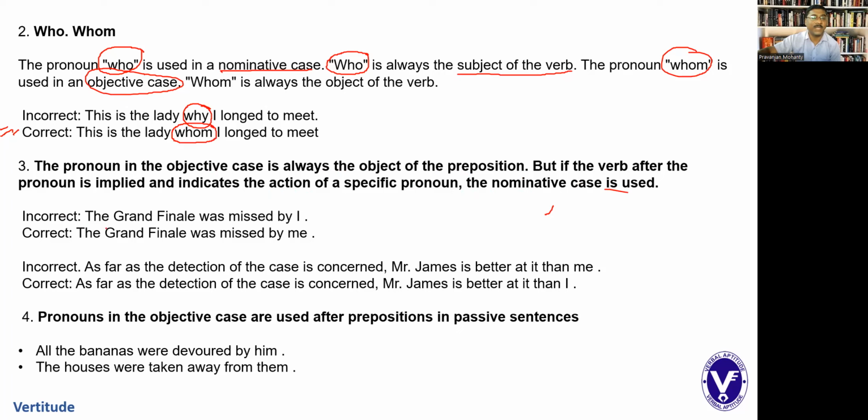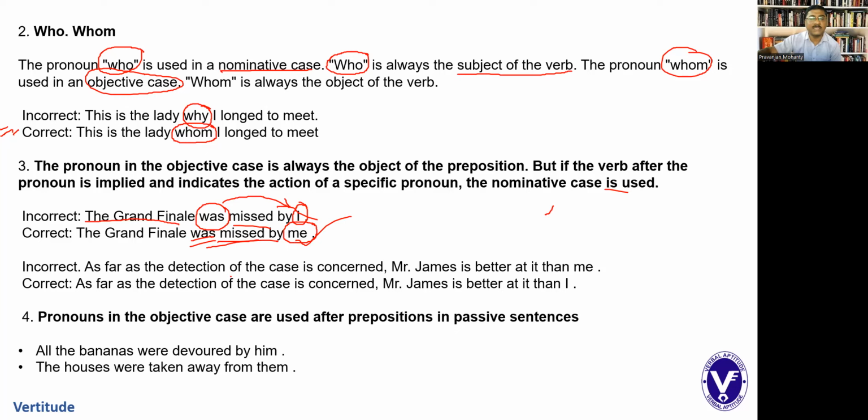Let's see this. The grand finale was missed by I. Now it says the grand finale was the verb, was missed by I. Now, my friends, as I just mentioned, after the verb, it cannot be a subjective case, no? After the verb, it cannot be a subjective case. It has to be an objective case, and me is the objective case. That's why this is correct. Here, was missed is a verb. So after that, it has to be object. It cannot be subject. Got it?